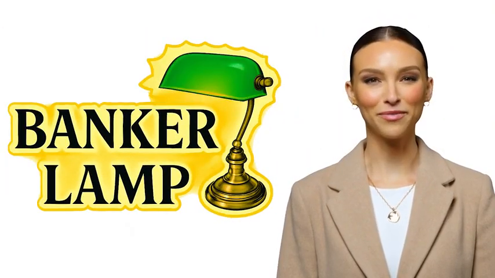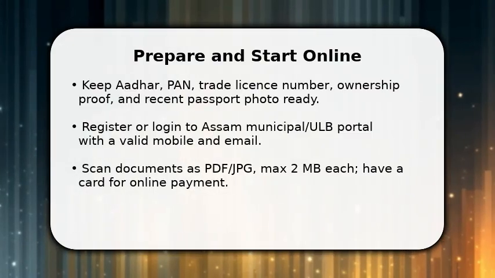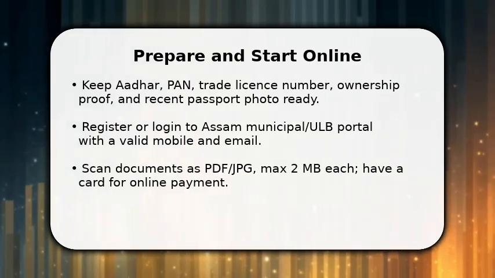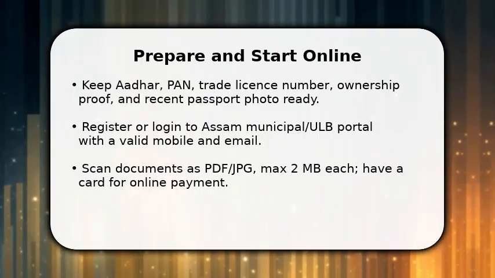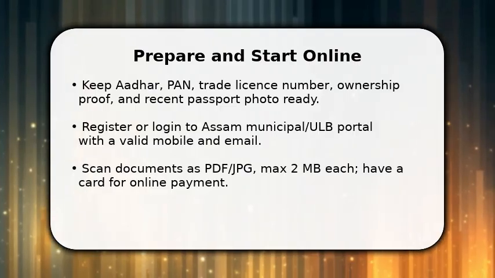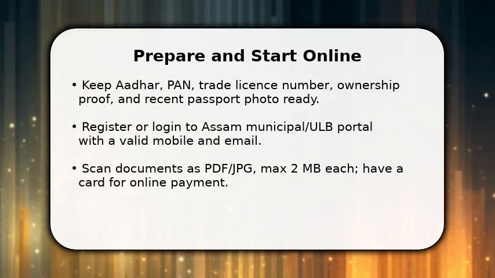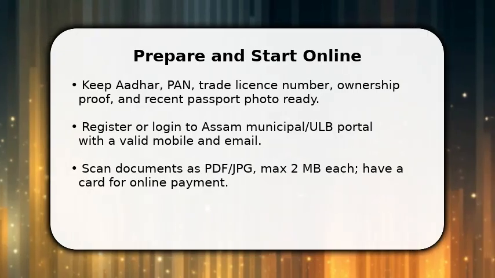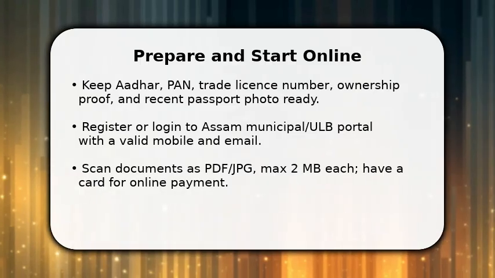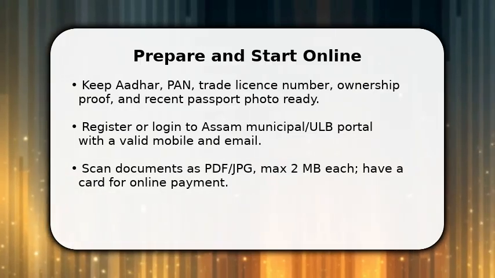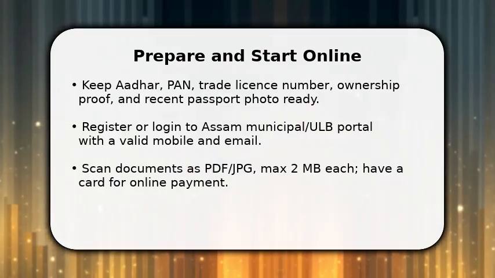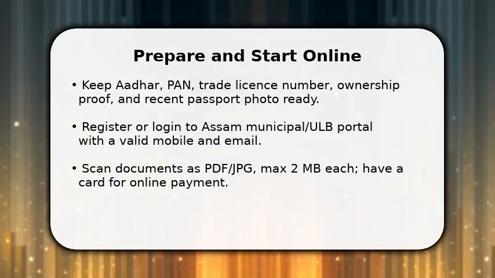Please enjoy the video. You begin by confirming required documents because missing files stall approval. Once you have Aadhaar, PAN, ownership proof, old license number, and a clear photo, register or log into the Assam Municipal or ULB portal. Make sure your mobile and email are verified so OTPs arrive. This prevents delays. After login, select Trade License, then Renewal. Upload scanned PDFs under 2 MB and choose your payment method. This gets you past the first gate quickly and securely.